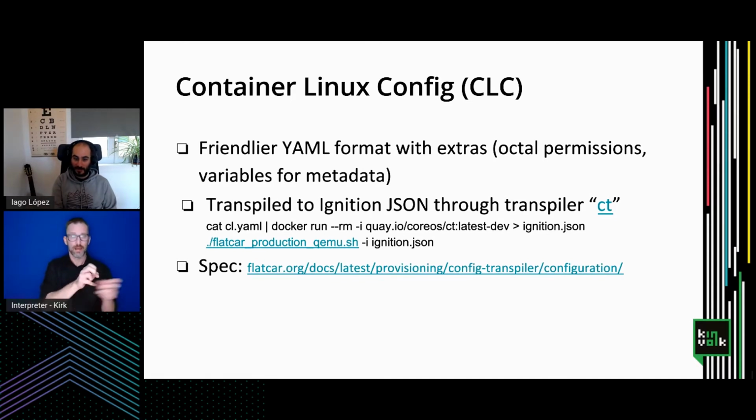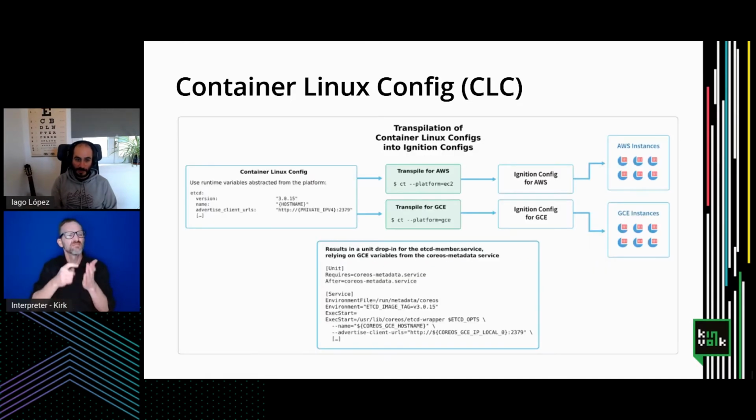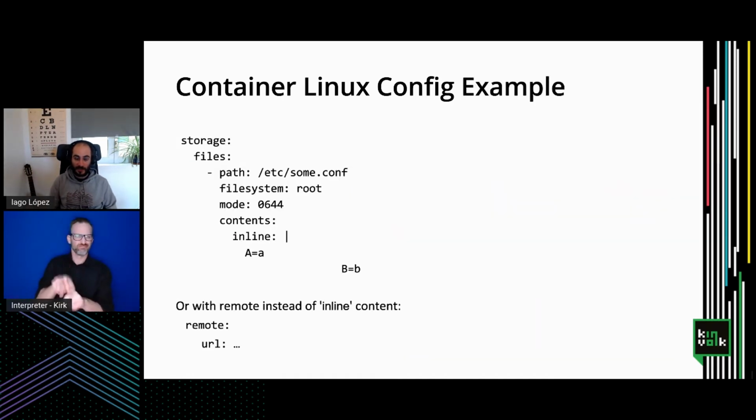There's a specification if you're interested in looking at this. As an example, you can see here on the top left that you have a Container Linux Config, which is using YAML, and here it defines etcd and some version. Then you run it through the transpiler, ct, for a particular platform, and that generates the Ignition config for that platform. The result is at the bottom, and it's a systemd unit file with the etcd software configured. And this is another example where you can just add some file on /etc, and you define where the file should be and the contents, and the file will end up there.